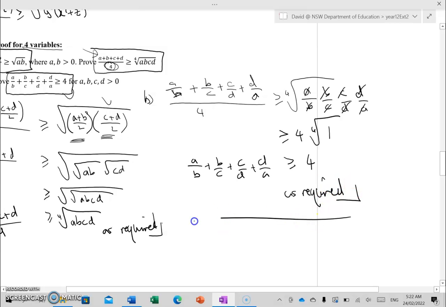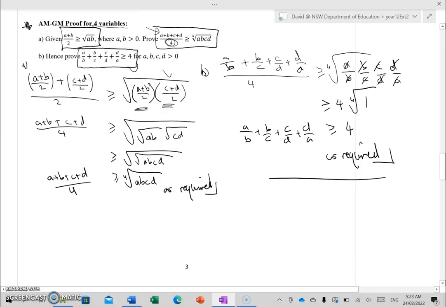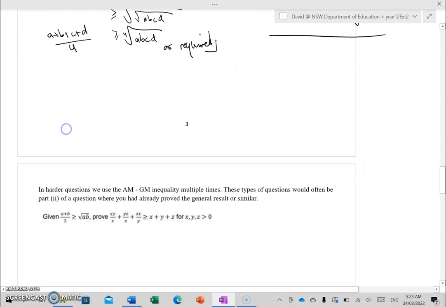Okay, I'm rushing because I know I'm running out of time. So a lot of the time when you've got fractions and then there's no root on the other side, consider what would happen if you multiply the fractions. Does everything cancel out nicely? And in this case it did. Okay, let's push on.